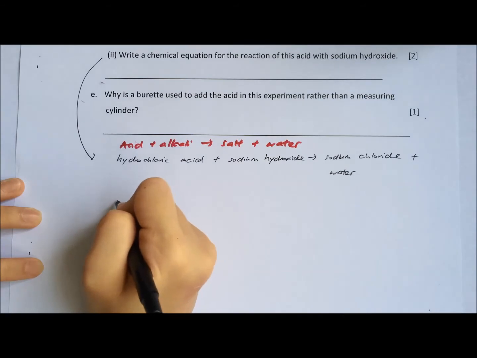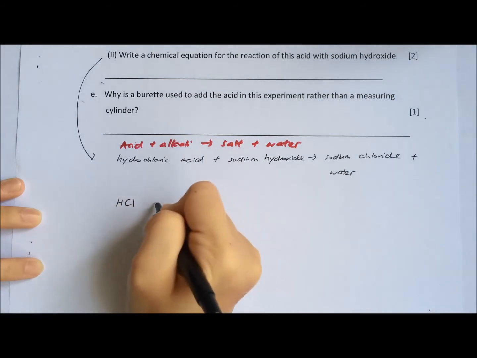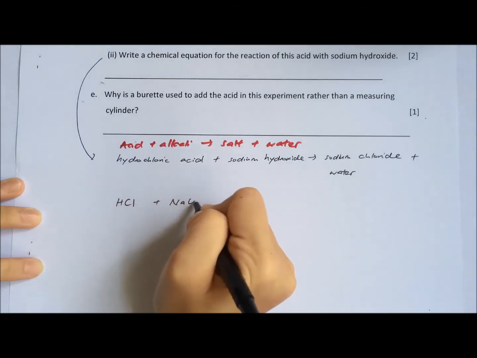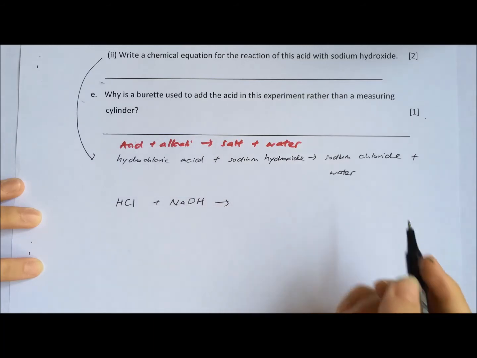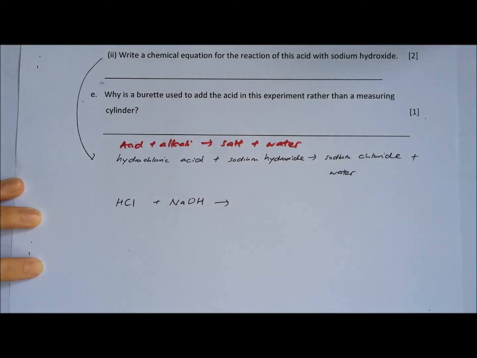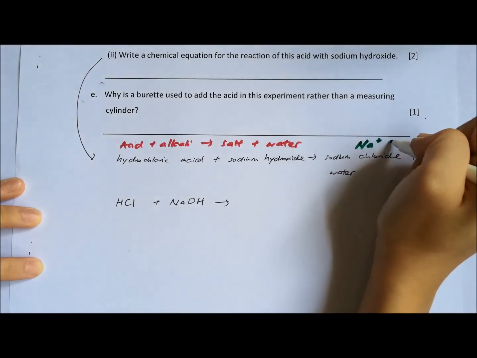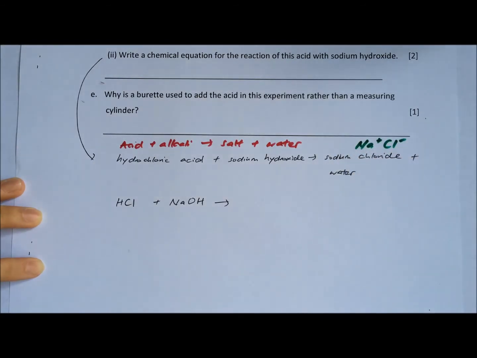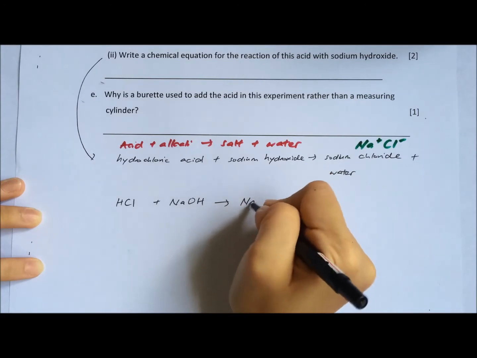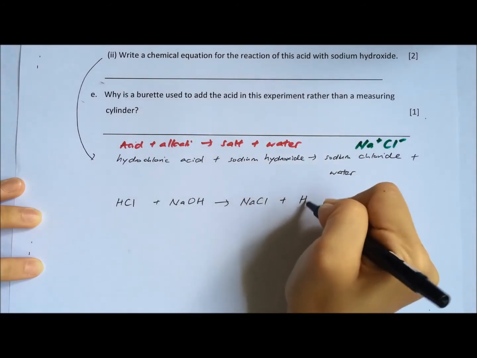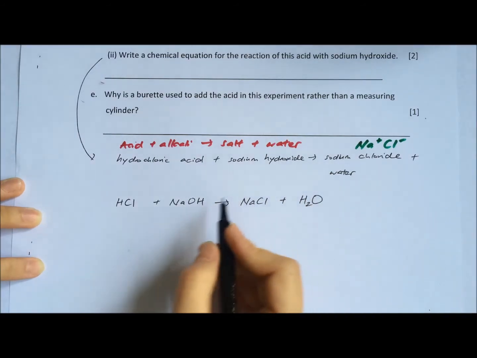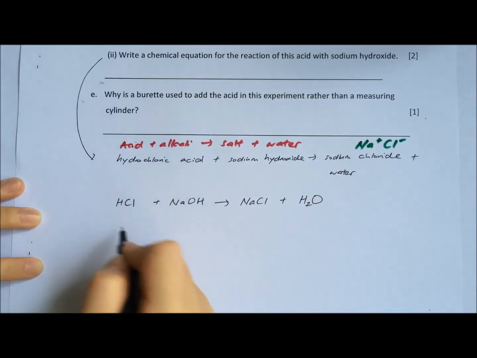So once you know this, you write down the chemical formula for hydrochloric acid and sodium hydroxide, which is by memory HCl and NaOH. For the chemical formula of sodium chloride, refer to the periodic table. You get Na+ and Cl-. So since the charges are balanced, you get NaCl. Water is by memory, so you get H2O.